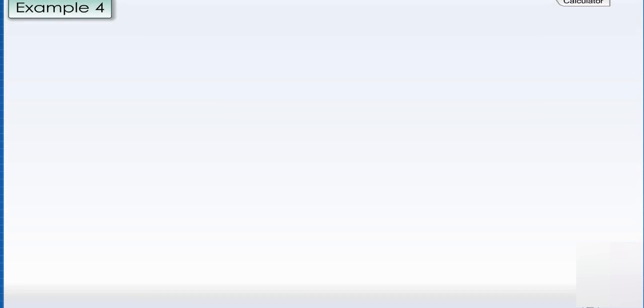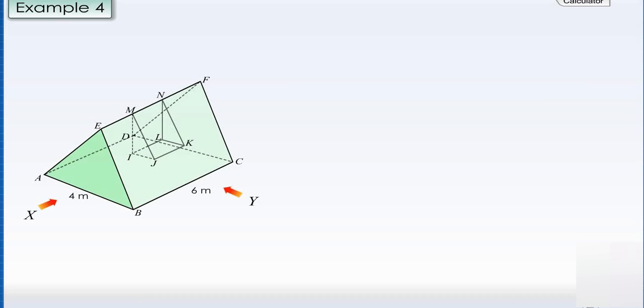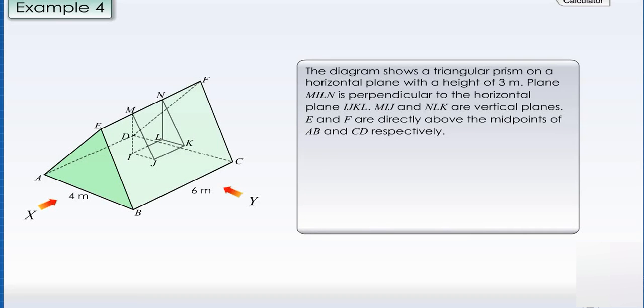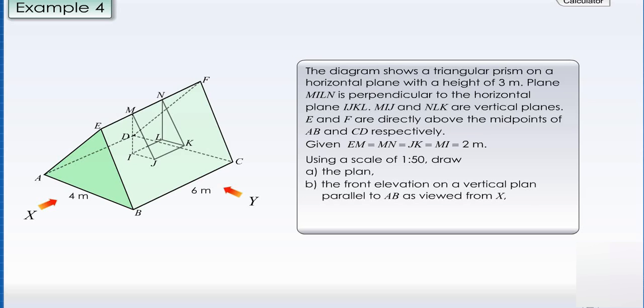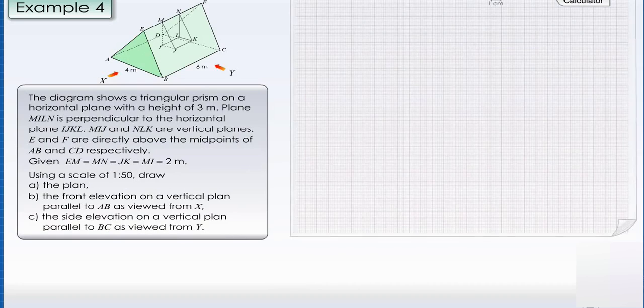Example 4. Remember this object from our previous lesson? Besides its front elevation that we had drawn, we are now asked to draw its plan and its side elevation using a scale of 1 to 50. Let's use the method where we use projection lines for our drawings.